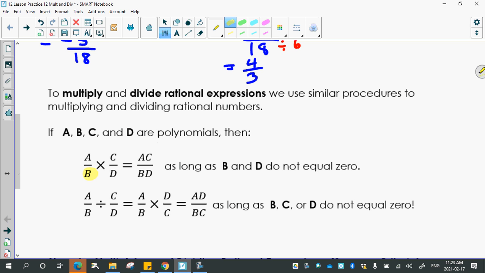For restrictions, neither denominator can be 0. You can't have a fraction that has a denominator of 0. Try one on your calculator, like try 5 divided by 0, and it should give you error. Everyone agree you can't have 0 in the denominator? So when you multiply B and D together, you get B times D. Still, neither one can be 0. So B and D can't be 0. You can't divide by 0.